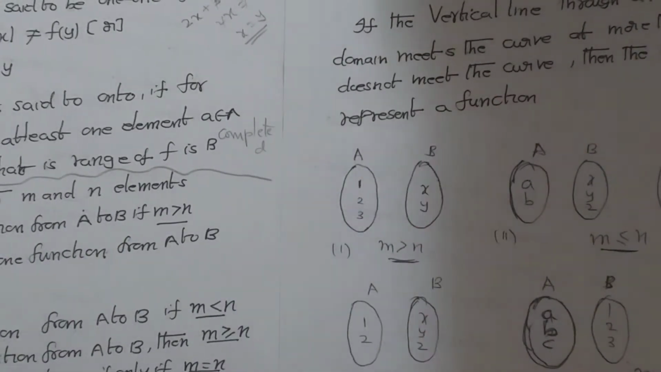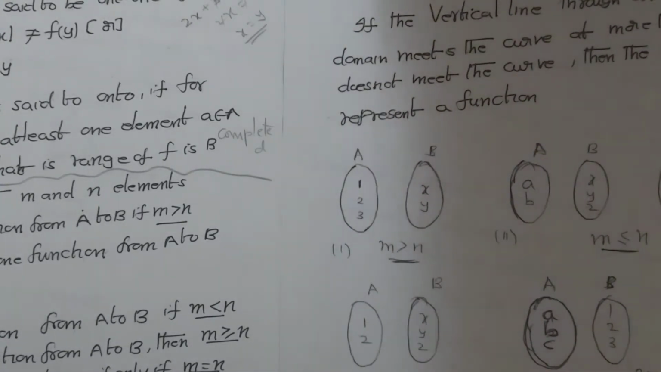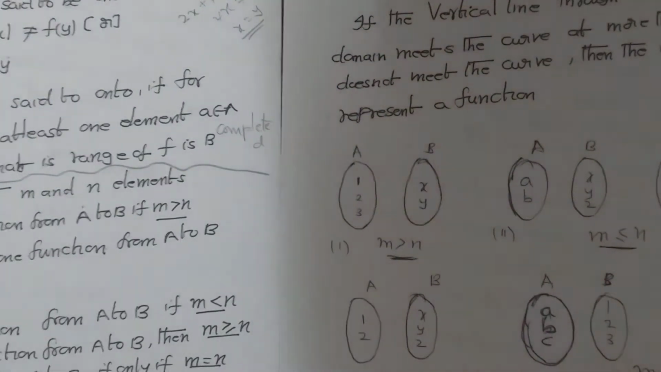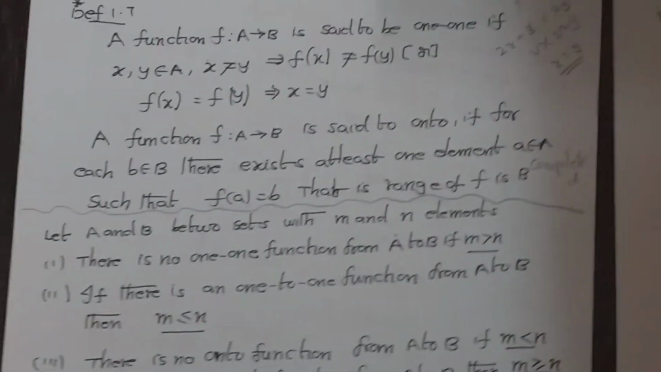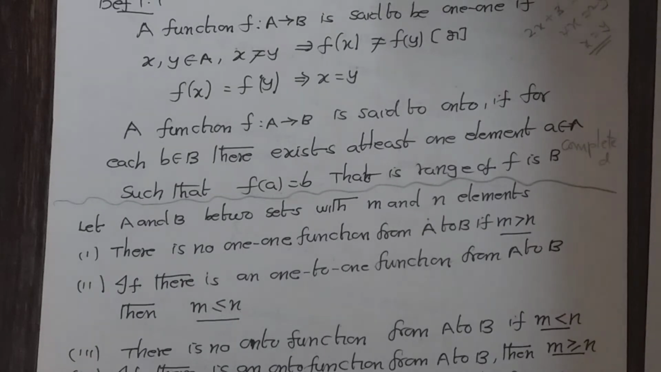So whenever M is greater than N, that means the number of elements in A set is greater than the number of elements in B set, we cannot frame the one-to-one function. Okay, students, that much simple. Now second one you listen. If there is a one-to-one function from A to B, then M must be less than or equal to N.